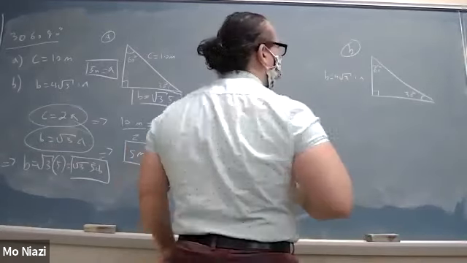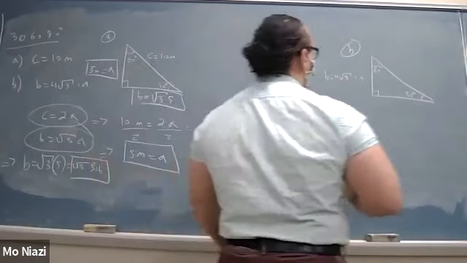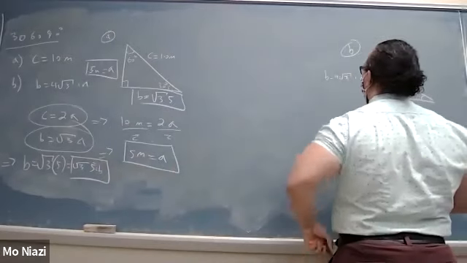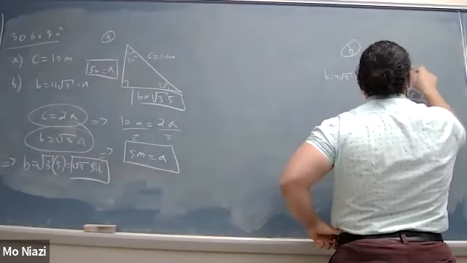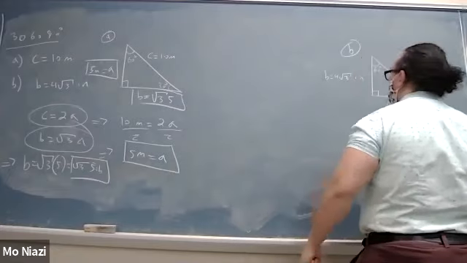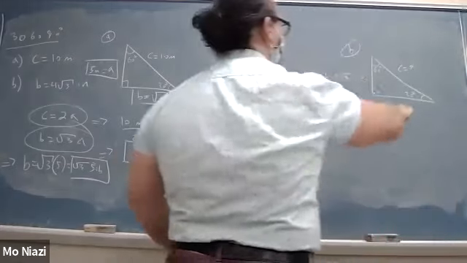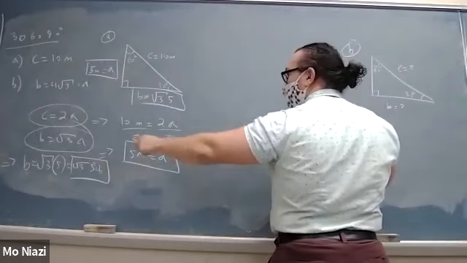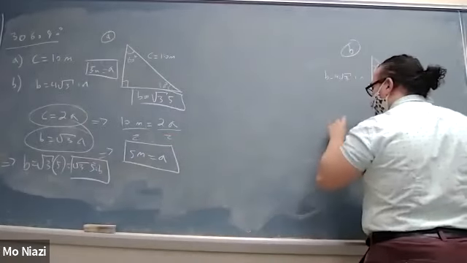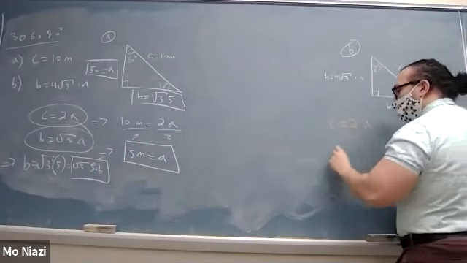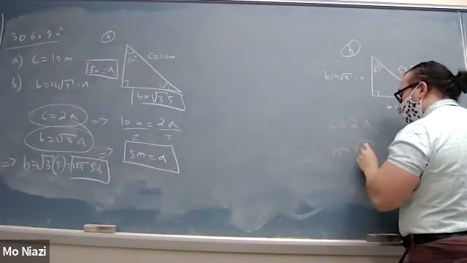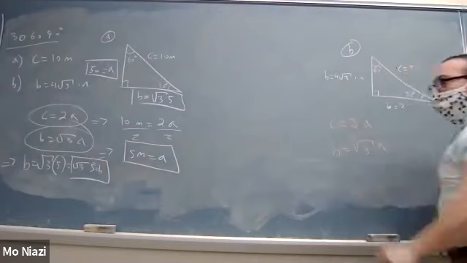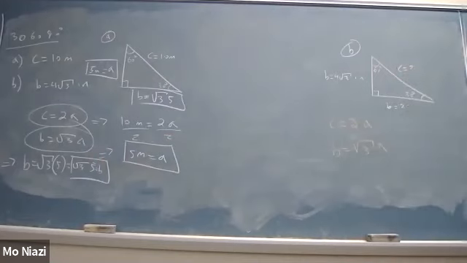Now let's do this problem. B is given by 4 square root of 3 inches. C is an unknown, and A is an unknown. How do we figure it out? We know it's a 30, 60, 90 triangle. So we know that it adheres to these rules, that C is equal to 2A, B is equal to the square root of 3A, and A is A.